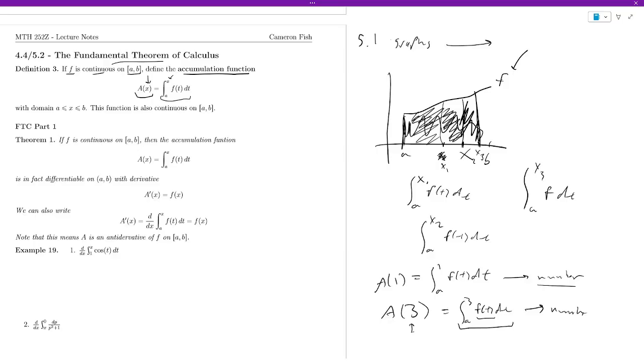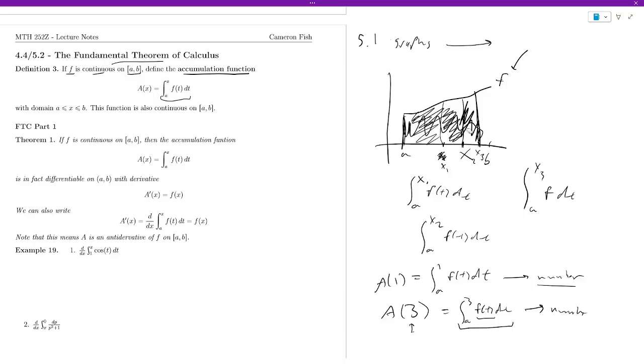So just make sure that makes sense. That can be a little trickier. I'm defining a new function of x. Where does that x go? It goes here in the upper endpoint of my integral. So the input to A tells me how far I'm going to integrate this other function, f. It's a little tricky, so just make sure that that makes sense.